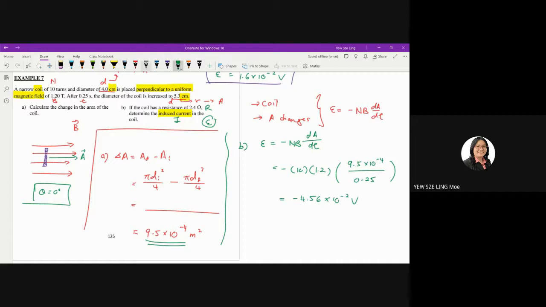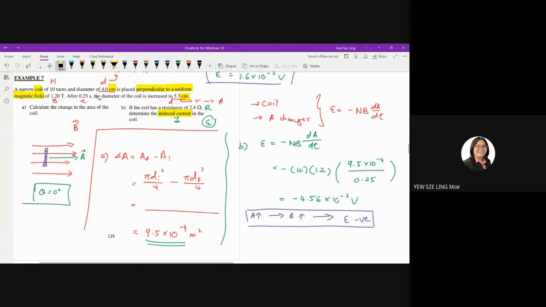Now, does it make sense? Let's see what happens here. My A increases. A increase leads to a change in flux, an increase, positive. When flux increases, EMF is negative. So yes, which is correct. Why? Because now what happens here? My area increases.